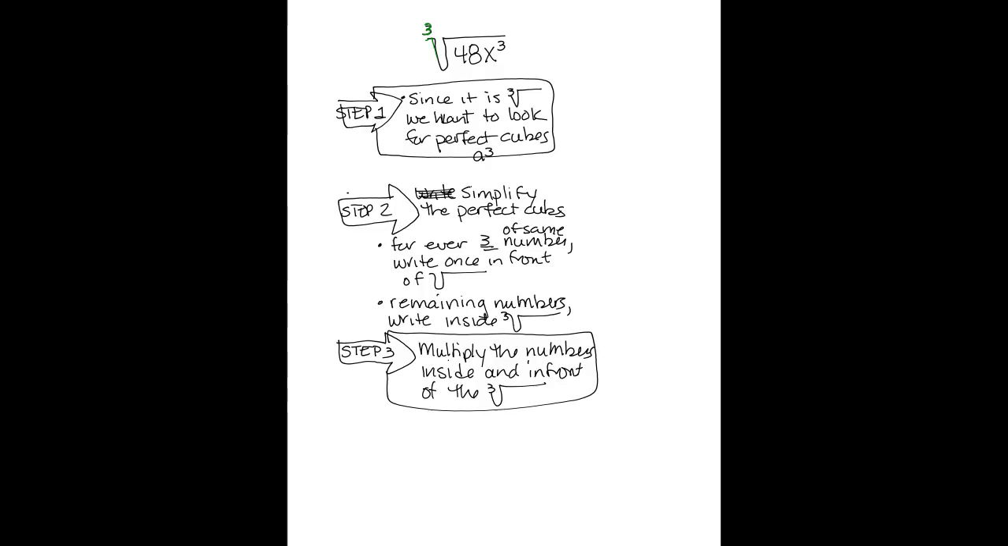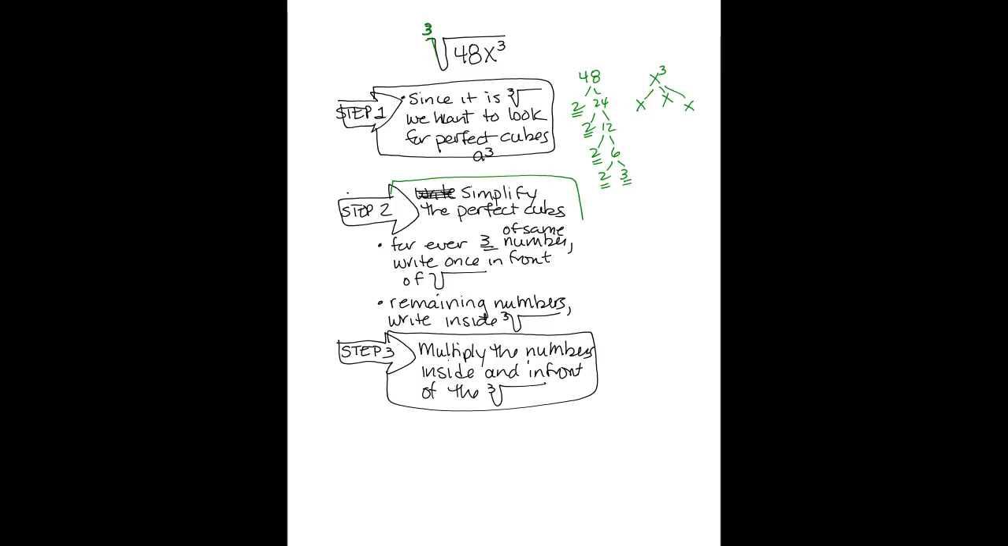So I'm going to do the same thing. I'm going to start off with a factor tree. So I have 48, which we said was 2 and 24, 2 and 12, which is 2 and 6, which is 2 and 3. So our factors are 2, 2, 2, 2, and 3. We also have x to the third, which is x times x times x. So that's step 1.